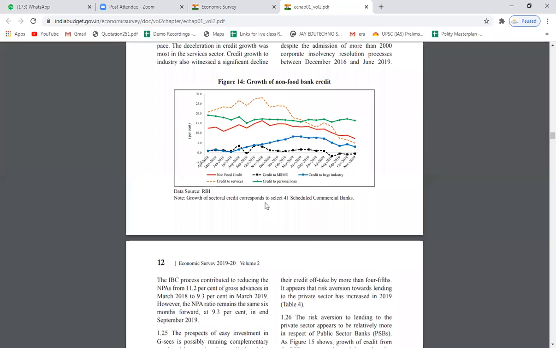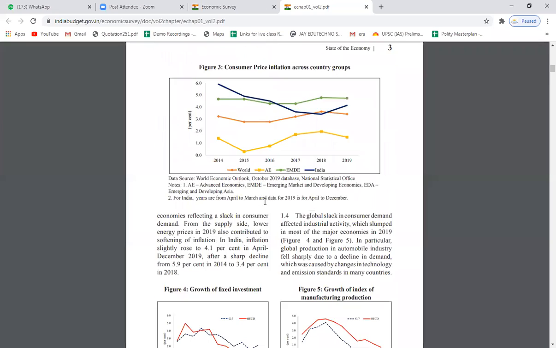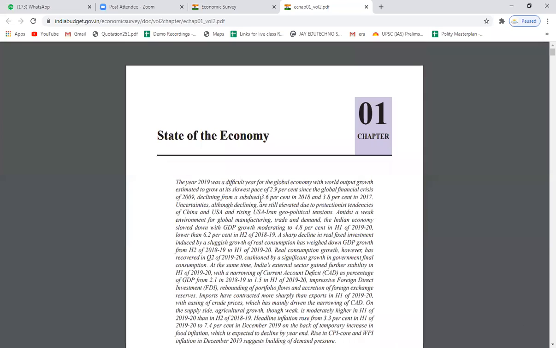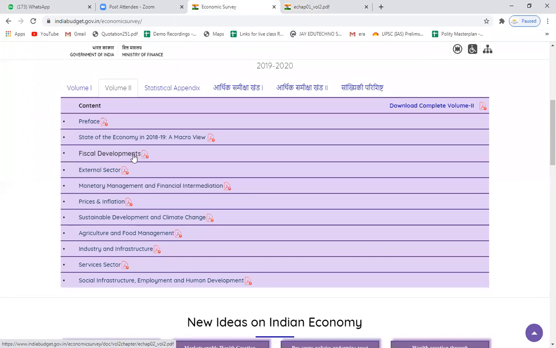Right? So you have to read this chapter for grades. And apart from this, what you need to read? You need to read the other topics which I told you. Here you can see fiscal development. Graph only you have to see. You don't need to read it completely, but you have to see the graph, right?